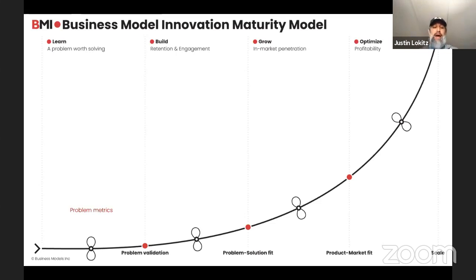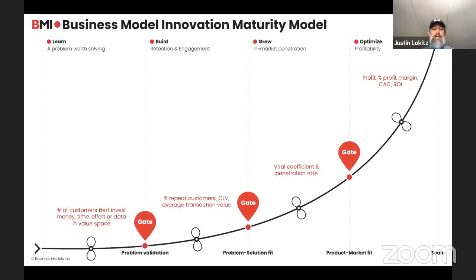And you do that by applying different kinds of metrics to these things. So for instance, with a learning metric, you may only care about what you invest in time, money, effort, or data. You don't really care about penetration rate or anything; you just want to learn about customers.